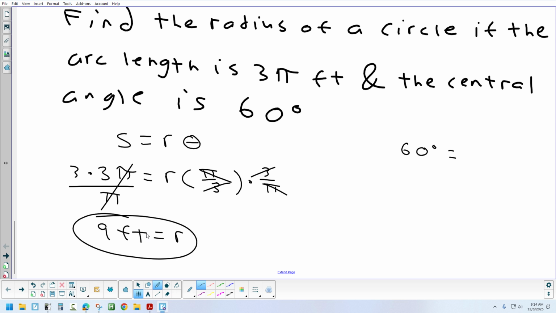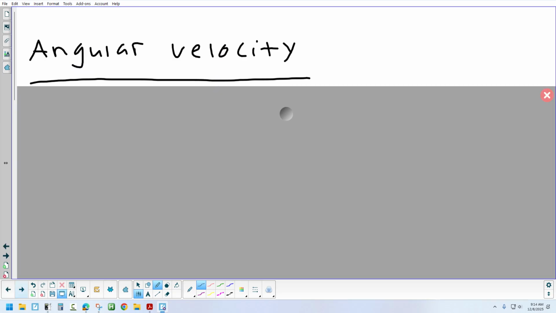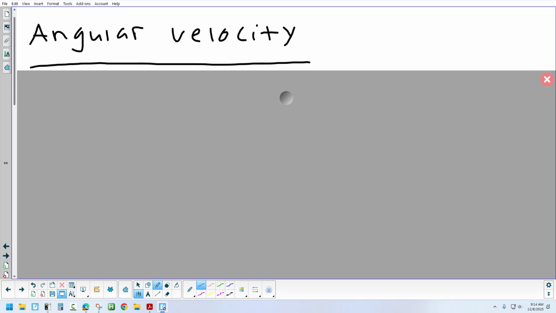Length units can be anything you want. Feet, inches, that doesn't matter. Okay. Any questions on that? So that's the arc length formula. All right, so last thing we're going to take a look at is what's called angular velocity.